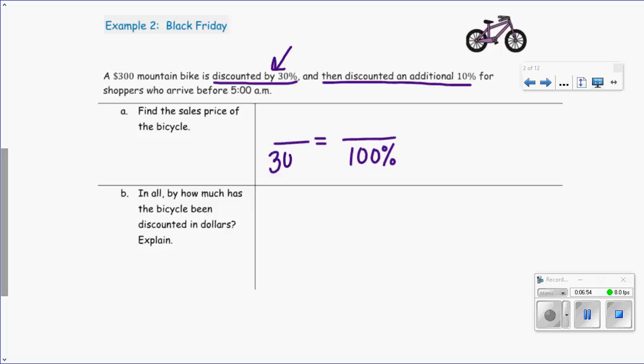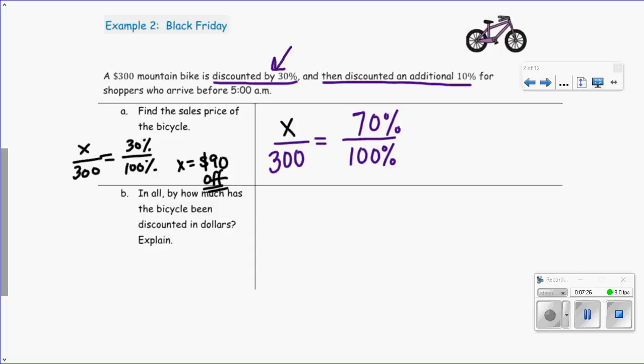I want to stop real quick and ask you, why did I put 70% here? If it's discounted by 30%, let me explain something. And we're going to do this fast because you know how to solve these proportions now. You can find 30% of $300, okay? It's $90, but the sale price of the bicycle is not $90. It's $90 off. So what you would have to do here is subtract 90 from 300, and you'll get the right answer if you do that.